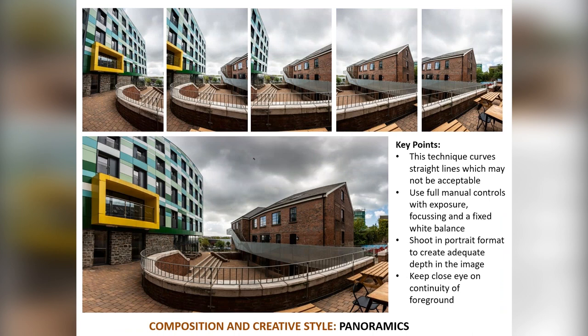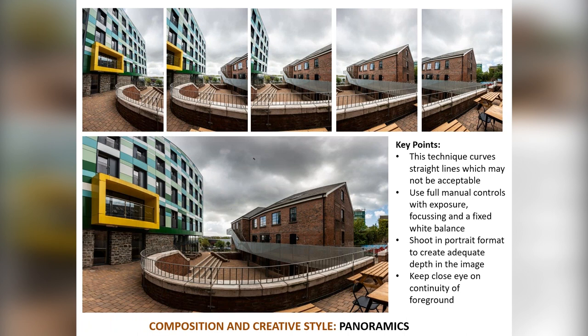Panoramics. I touched on this a minute ago. Some buildings and some developments are too big for one lens, so one way around it is to use a panoramic photo merge. Now, these have got consequences. With most lenses, apart from perspective control lenses, which can keep lines straight, the inherent result of these kind of shots is to curve straight lines. These might be okay, but they might not be okay. So think about that consequence when you're taking that kind of shot.